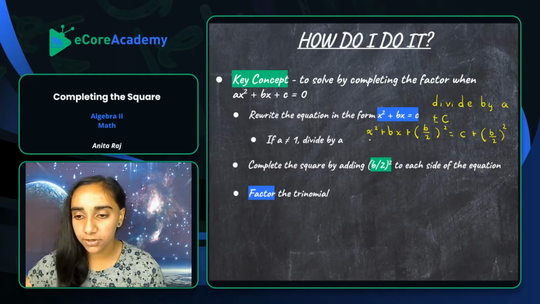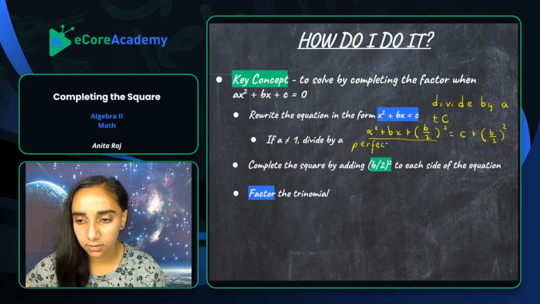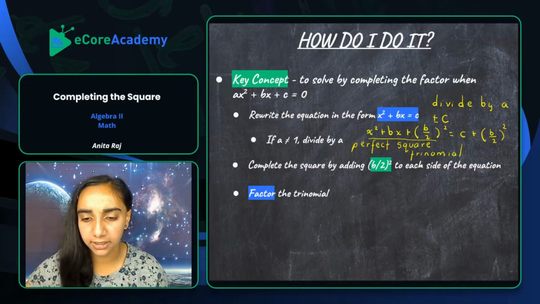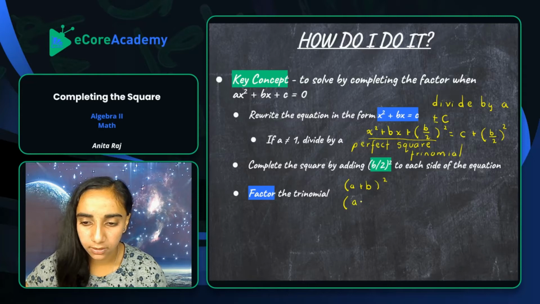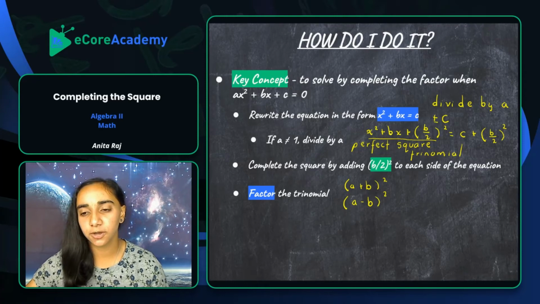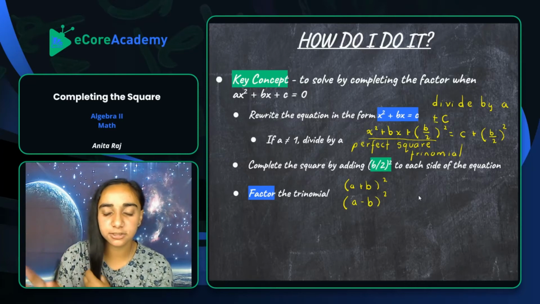Like I told you, whatever you get here is going to end up being a perfect square trinomial. So I'm going to write it underneath it. Perfect square trinomial. So whatever you get here is going to be a perfect square trinomial. And you can just factor this simply into something like a plus b, that quantity squared, or you're going to get a minus b squared. And that just depends on the sign that would go between your x squared and your bx. So just depending on that sign, you'll get a plus b squared or a minus b squared.